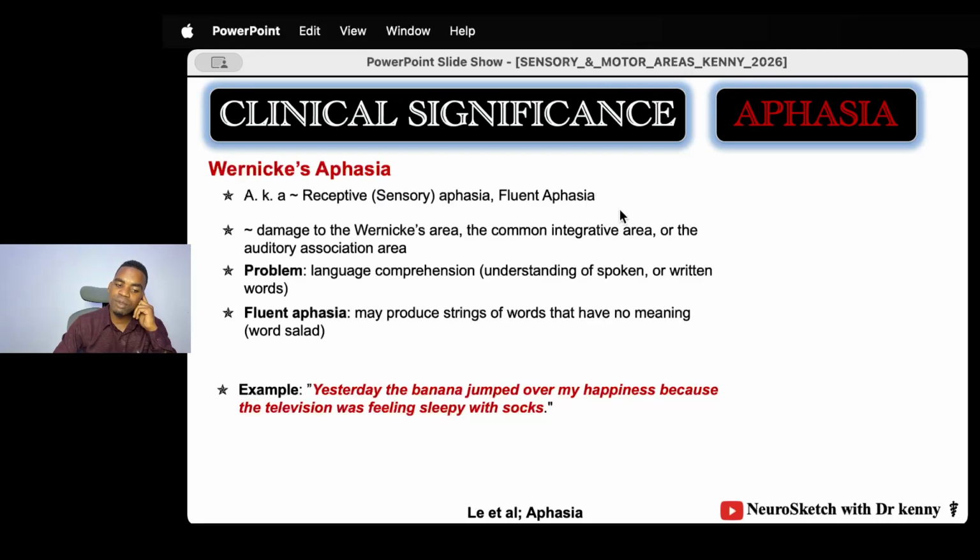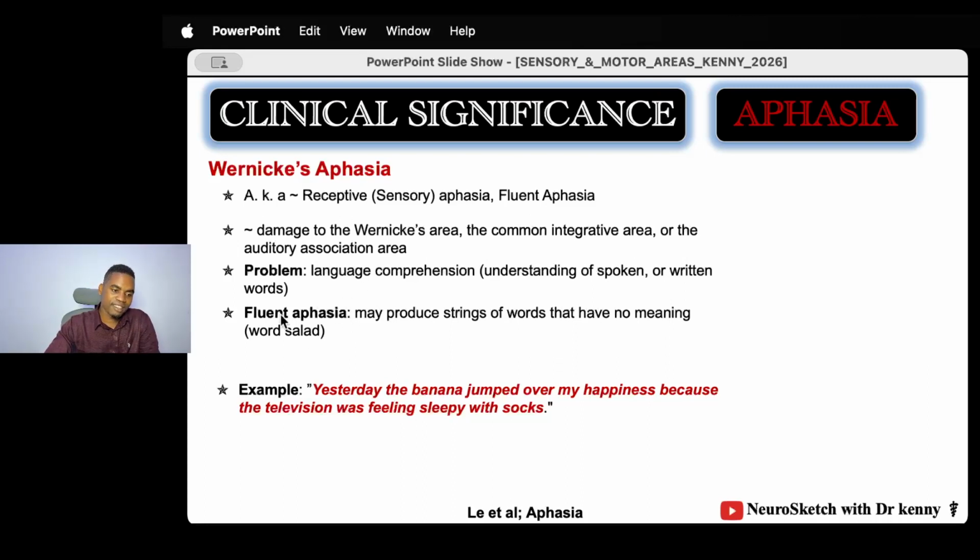Wernicke's is called fluent aphasia because the person will be talking fluently, talking continuously, but what he's saying does not make sense, because the problem here is language comprehension, understanding of spoken or written language. You can be talking fluently, but what you're saying does not make sense because you lack the process of language comprehension. Wernicke's aphasia is usually due to damage of Wernicke's area, which is area number 22, but it can be due to damage of the common integrative area or the auditory association area.